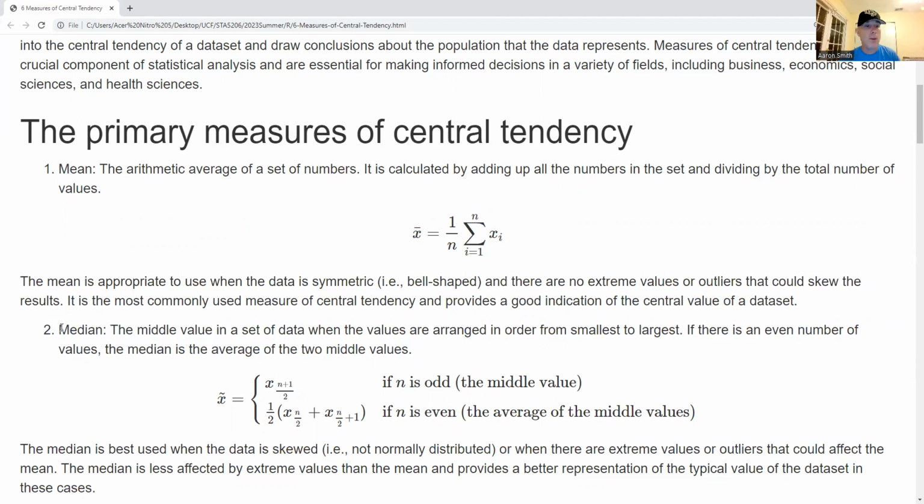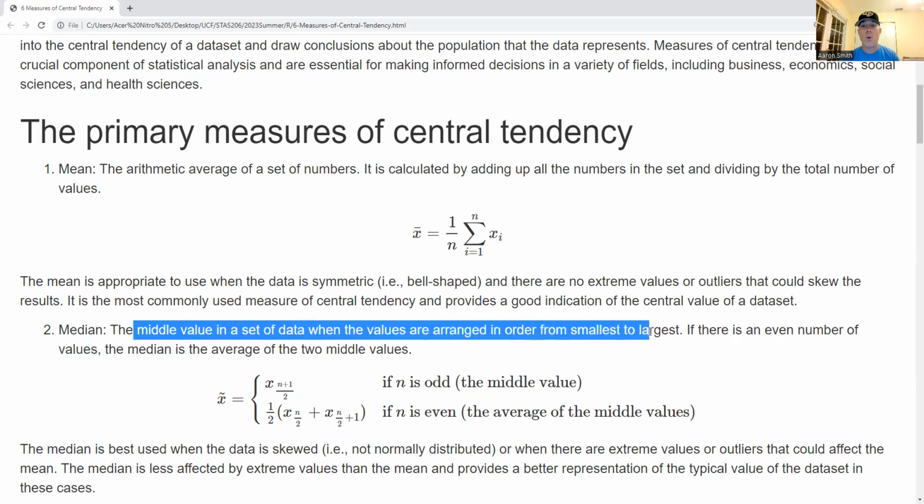Now the median, think of middle value. This is the middle value in a set of data where the values are arranged in order from smallest to largest.